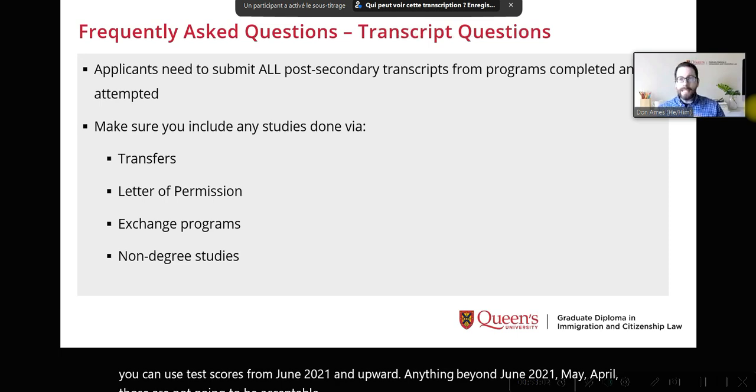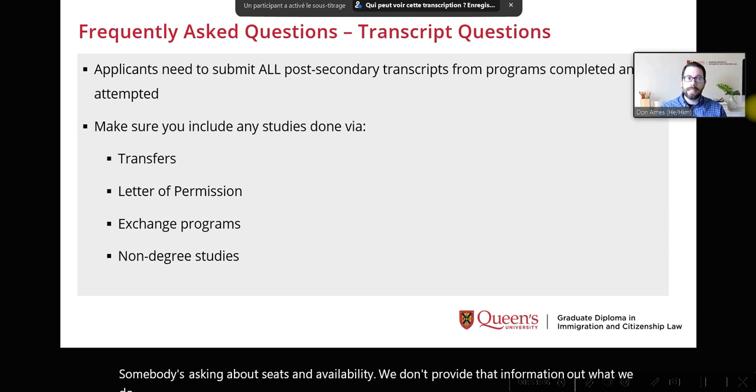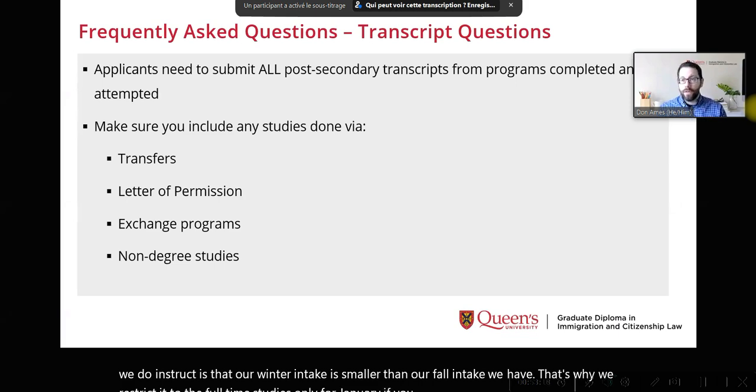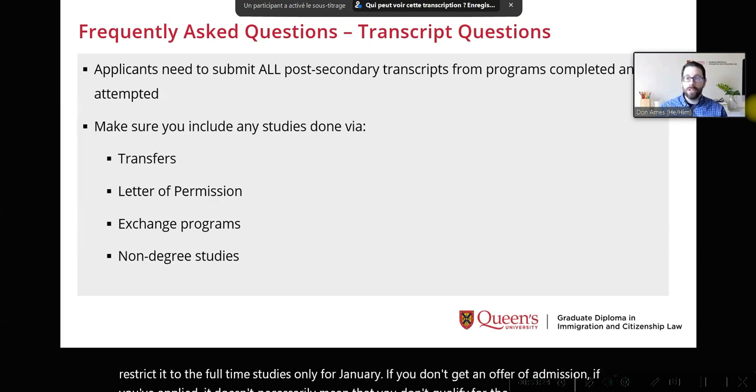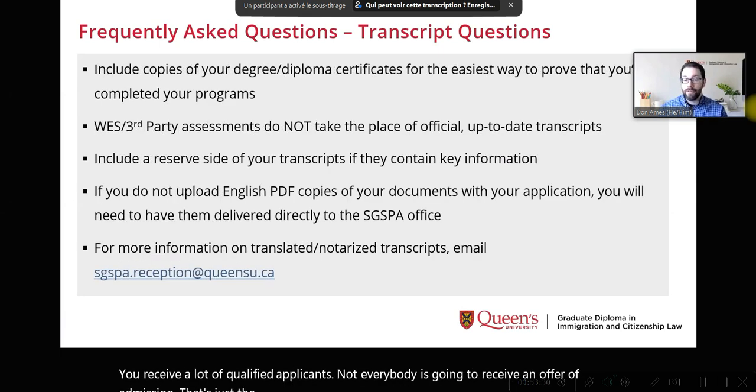Somebody's asking about seats and availability. We don't provide that information out. What we do instruct is that our winter intake is smaller than our fall intake. It's why we restrict it to full-time studies only for January. If you've applied and don't get an offer of admission, it doesn't necessarily mean that you don't qualify for the program. We receive a lot of qualified applicants. Not everybody is going to receive an offer of admission. That's just the nature of admissions.